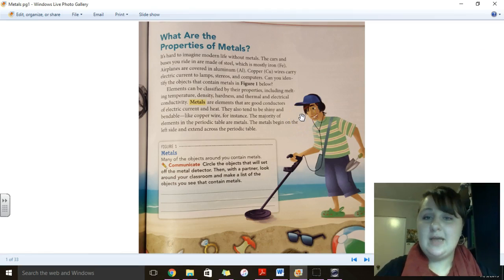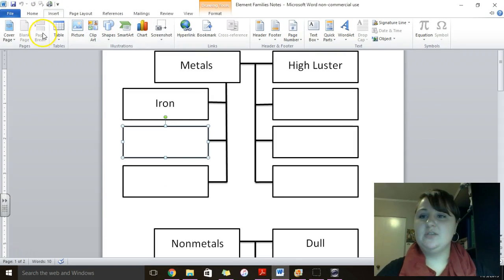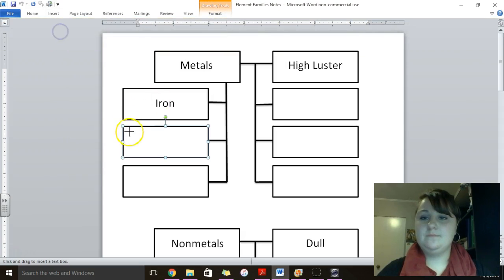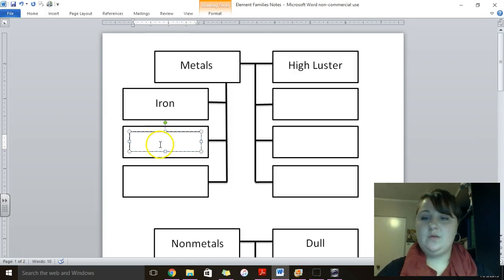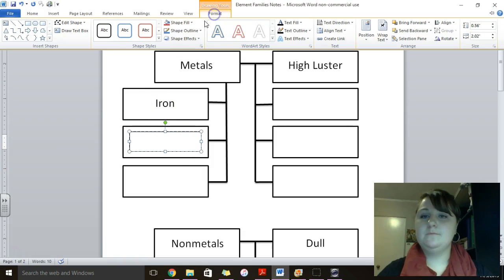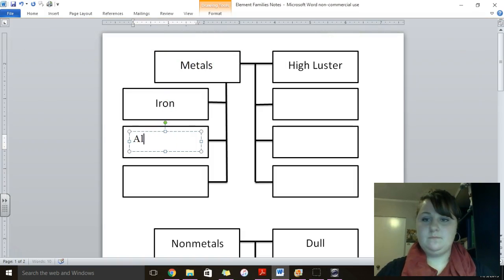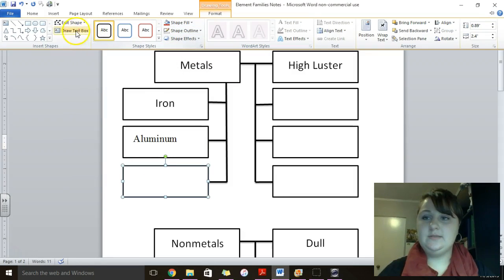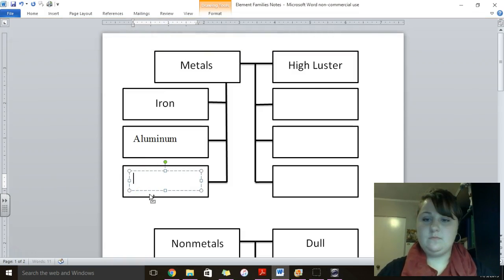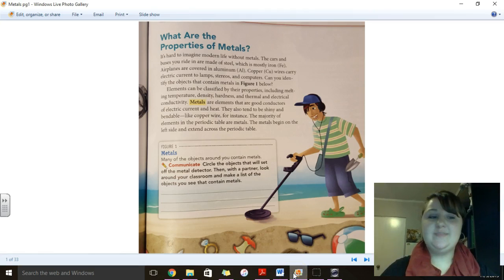So there we got some examples, right? So let's go back. We said aluminum, and the other one that we said was copper. So we have those done already. Let's move on to the next page.